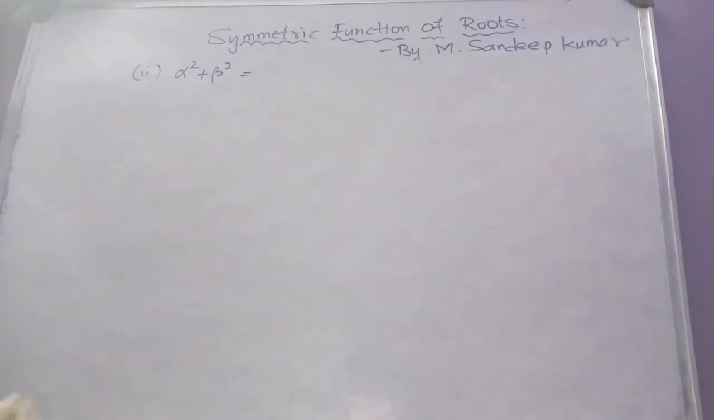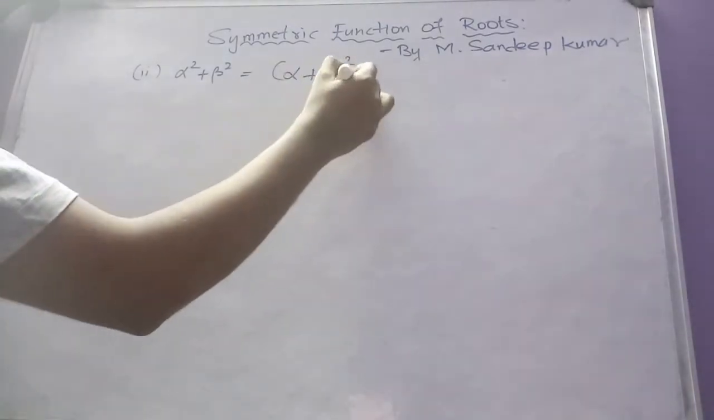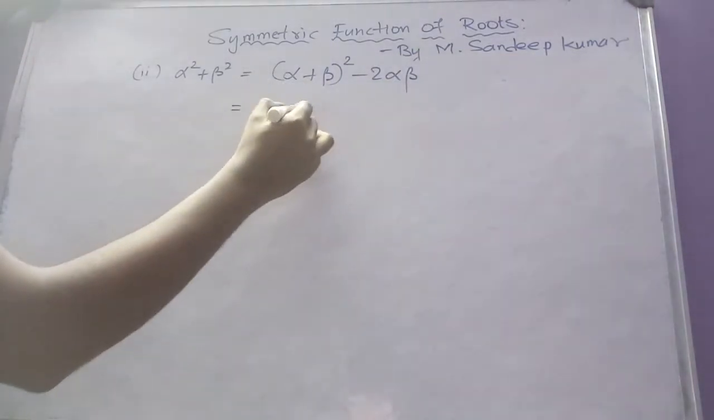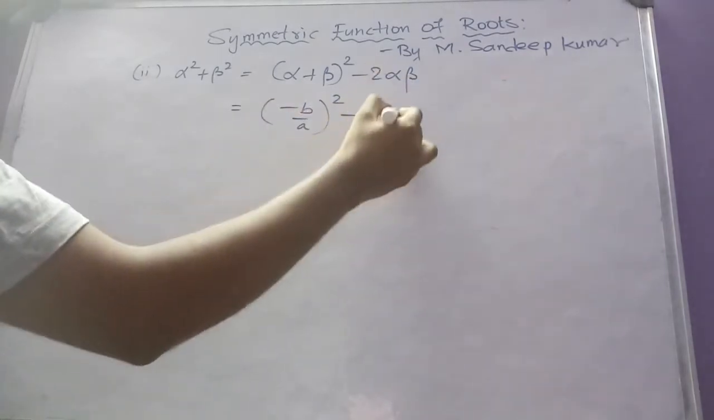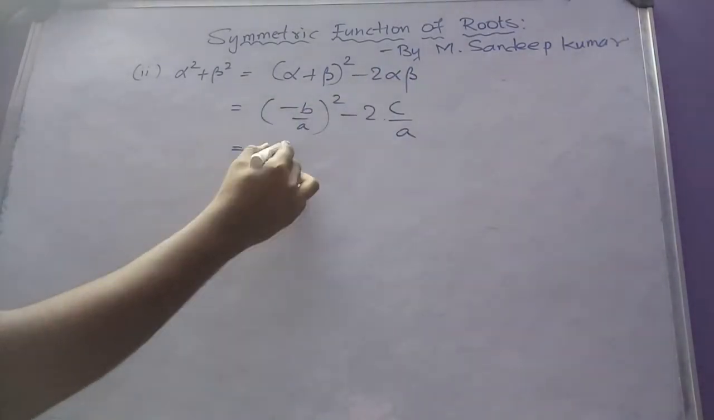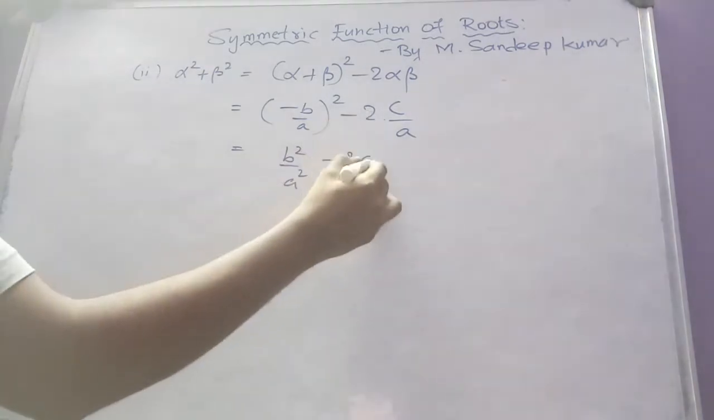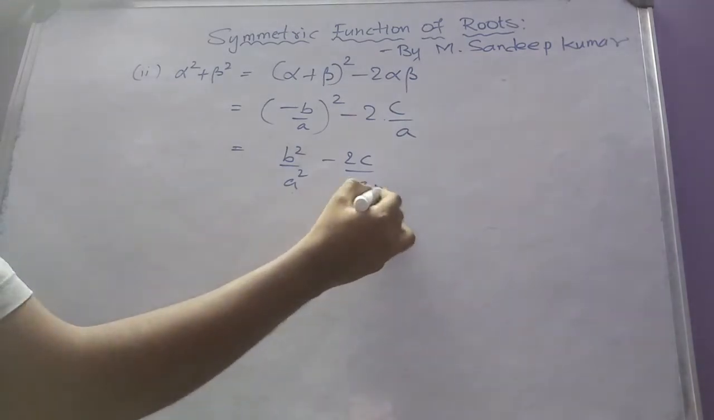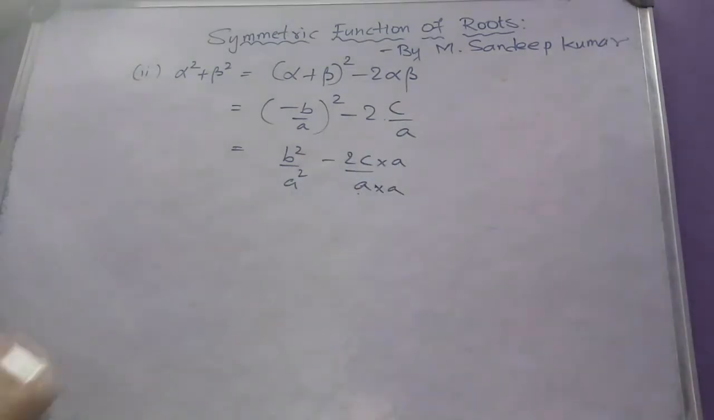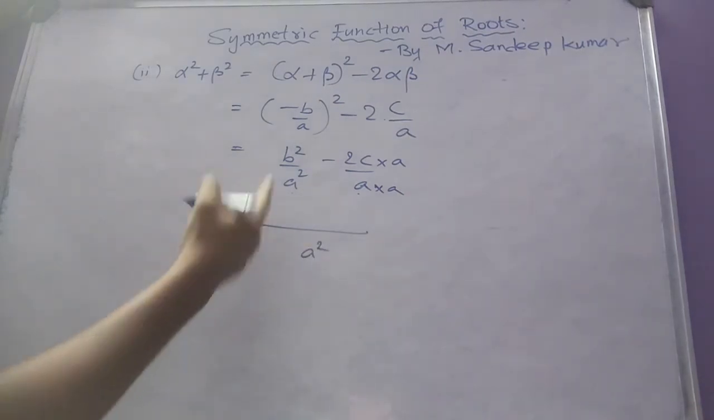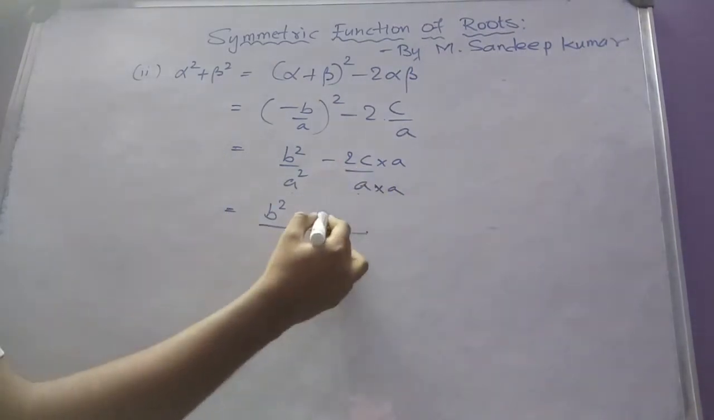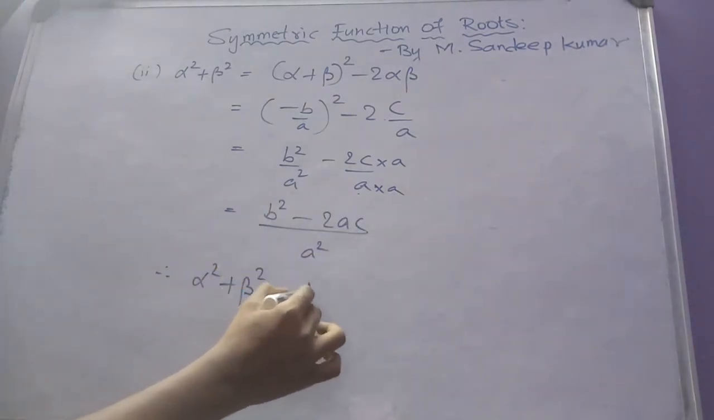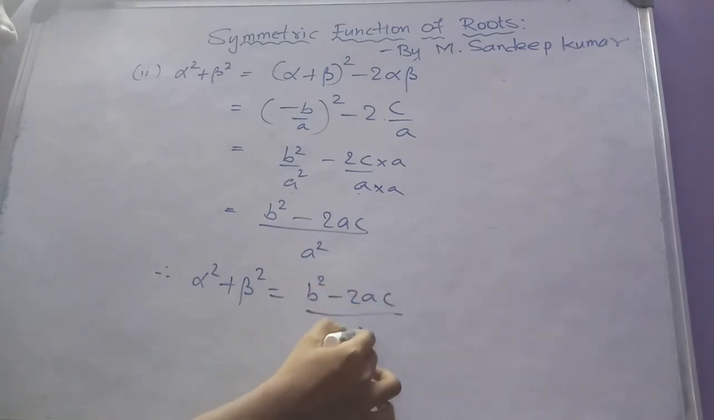Alpha square plus beta square can be written as alpha plus beta whole square minus 2 alpha beta, using the identity, where alpha plus beta is minus b by a, and alpha beta is c by a. So this is b square by a square minus 2c by a. Again, to get a common denominator a square, I'll multiply the denominator with a and numerator with a here. So I got a common denominator a square and the numerator is b square minus 2ac. So therefore alpha square plus beta square is equal to b square minus 2ac by a square.